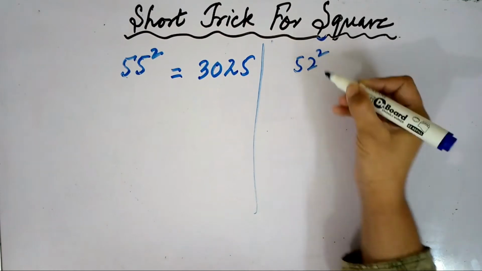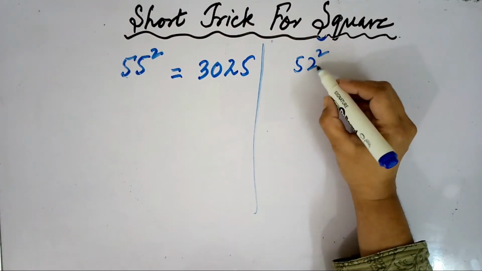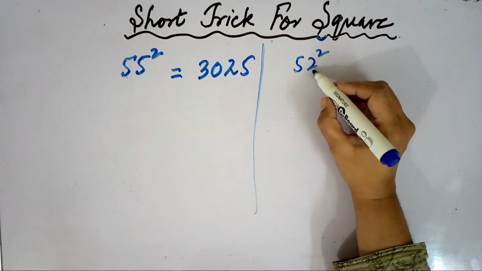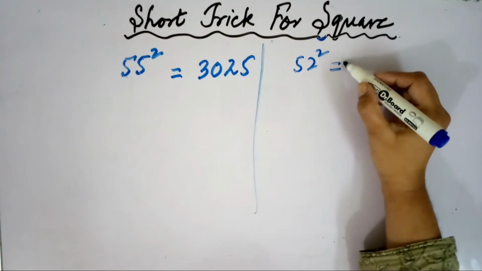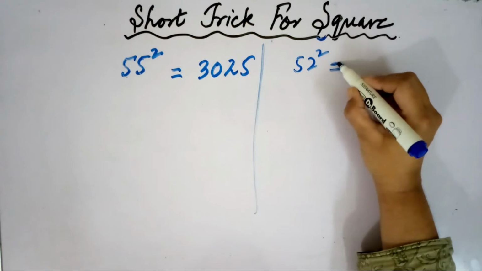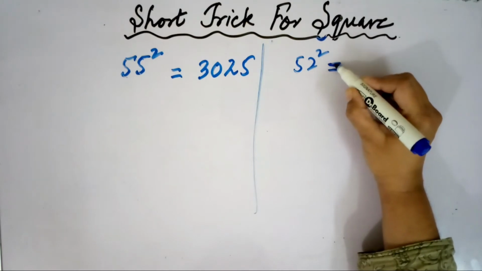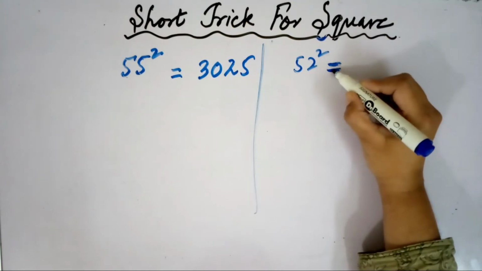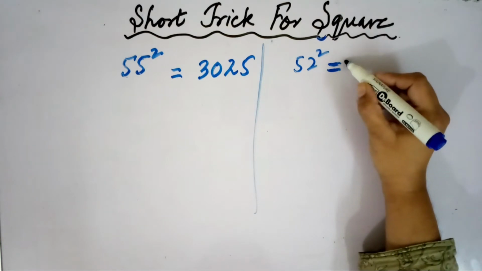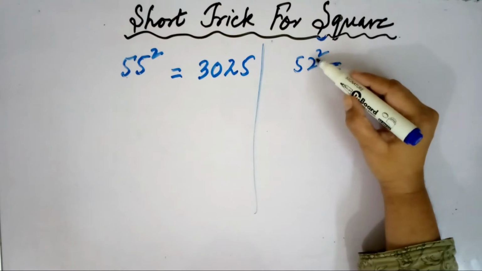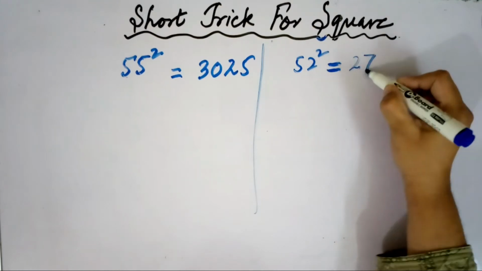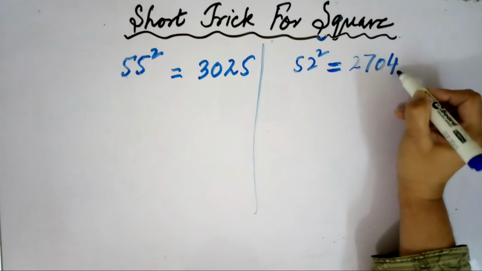Now, I am taking 52 square. This is 2 more than 50. So, I will add 2 in 25. 25 would be our reference point. In the previous examples, when we were taking 100, our reference point was 100. But here our reference point is 25. 25 plus 2, that would be 27, and 2 2s are 4. We will take 04.